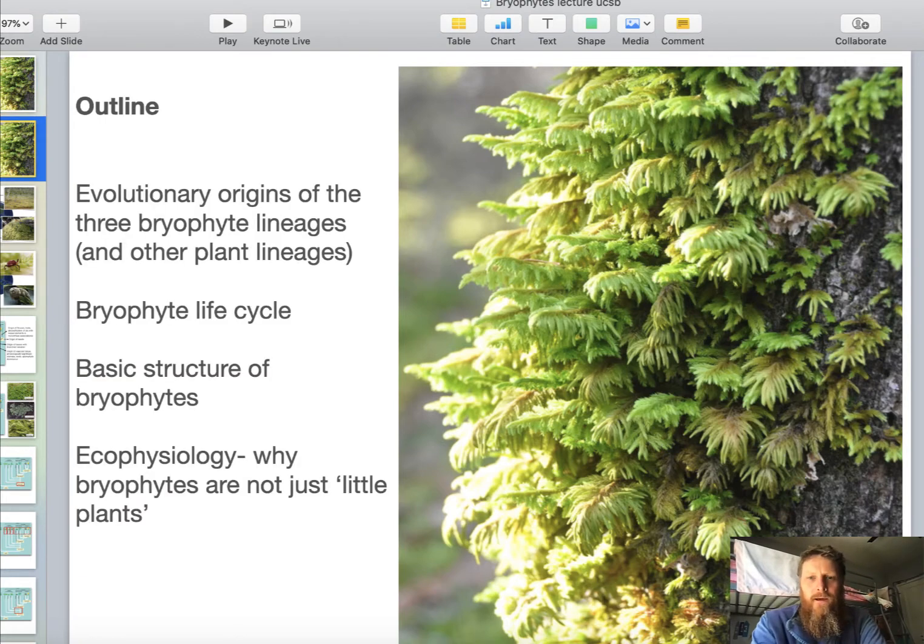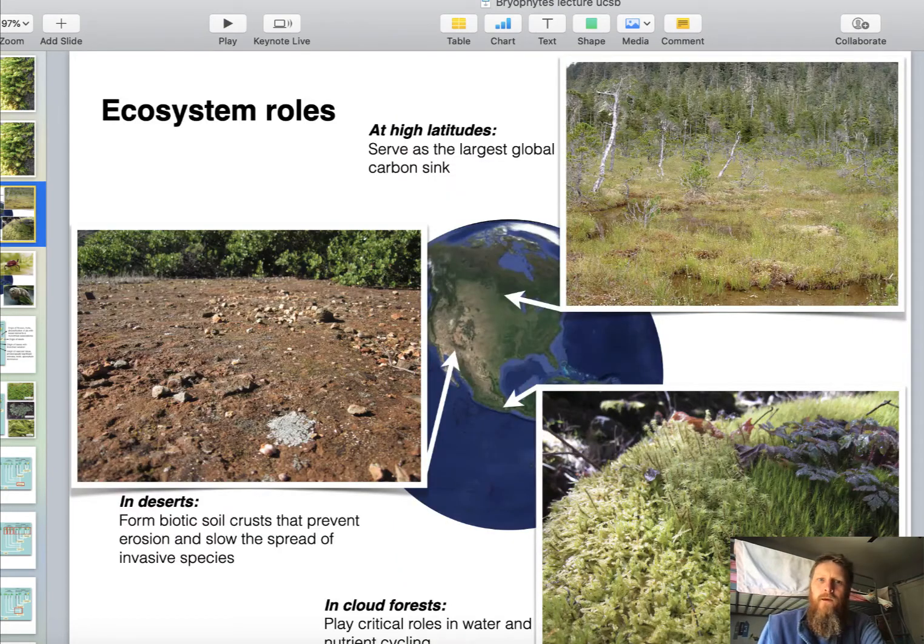And the outline of the lecture will go over the evolutionary origins of the three bryophyte lineages, and then talk about the differences between bryophytes and other plants. Then we'll talk a little bit about the life cycle of bryophytes and some of their basic structures. And then we'll get a little bit into the ecophysiology and talk about why bryophytes are not just little plants ecophysiologically.